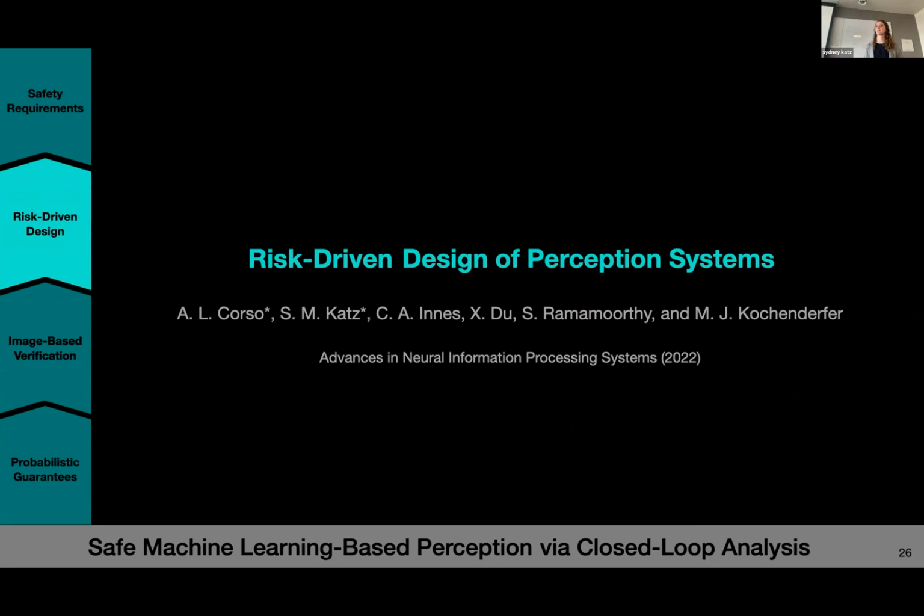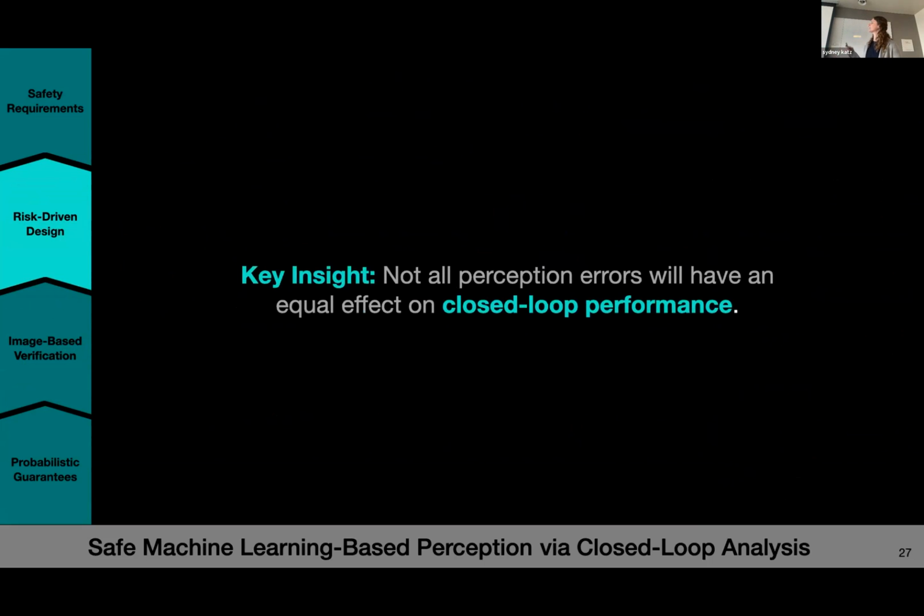Starting with this contribution on risk-driven design of perception systems. This is that contribution Michael was talking about in Edinburgh earlier. So the key insight that we build on in this work is that not all errors that a perception system makes will have an equal effect on the overall safety of the closed loop system.